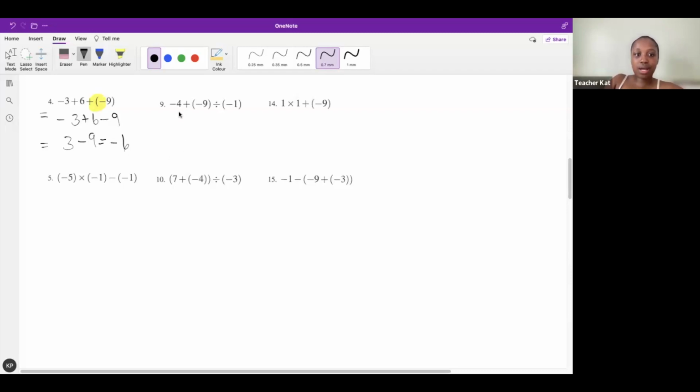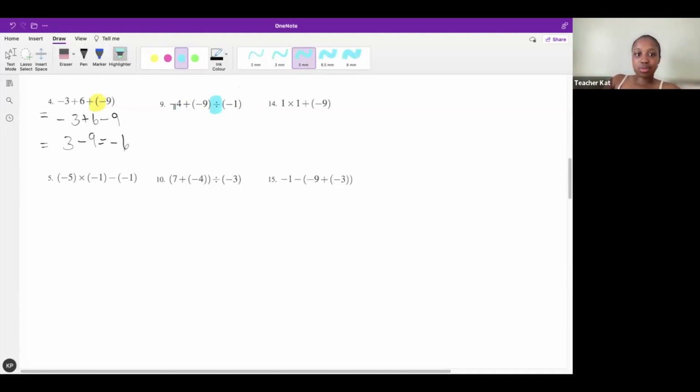Right, let's go to number 9. Okay, again, we have this positive negative situation over here. Oh, I almost made a big mistake. What mistake did I almost make, guys? Did anyone see my big mistake that I almost made just now? Anyone? Brackets first. Not necessarily. Look what I was missing here.